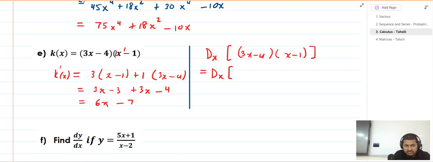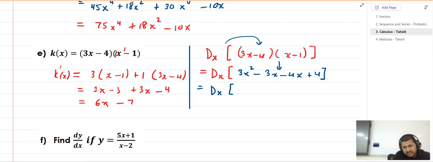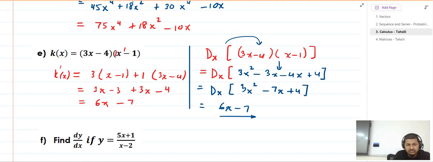See what I did? I transformed this function into this. So the capital D x means find dy dx, right? Find the derivative of this function. So 3x squared, 3x times minus 1 is minus 3x, minus 4x plus 4. I'm just expanding this. These are equivalent. I didn't differentiate as yet. Now 3x squared minus 7x plus 4. So now if I differentiate, 2 times 3 is 6x, and then minus 7. So I end up with the exact same answer.